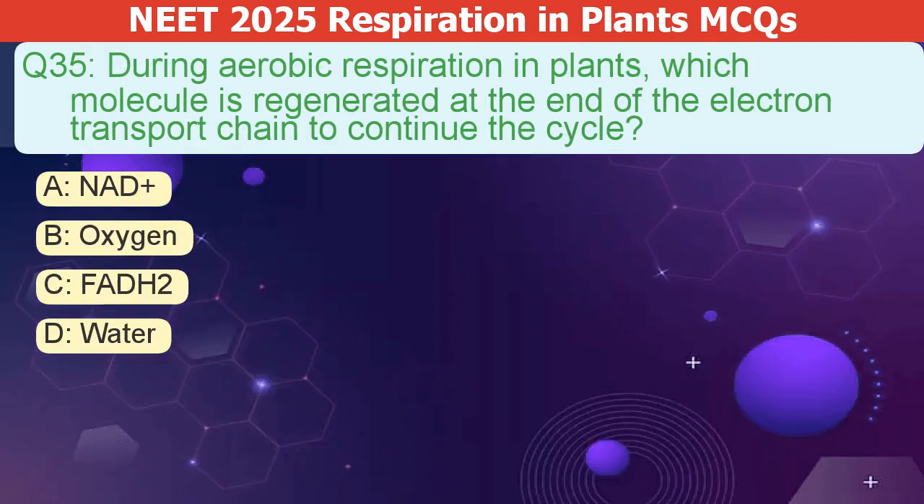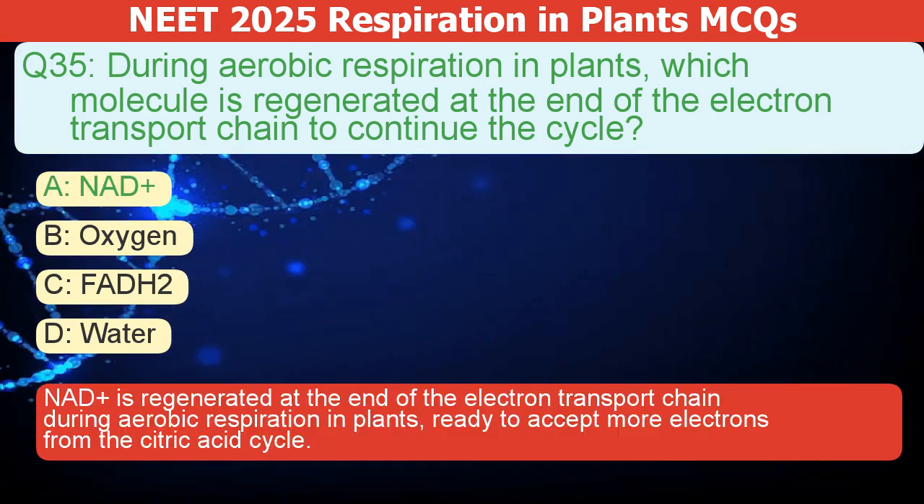During aerobic respiration in plants, which molecule is regenerated at the end of the electron transport chain to continue the cycle? A. NAD+. B. Oxygen. C. FADH2. D. Water. The correct answer is A. NAD+ is regenerated at the end of the electron transport chain during aerobic respiration in plants, ready to accept more electrons from the citric acid cycle.